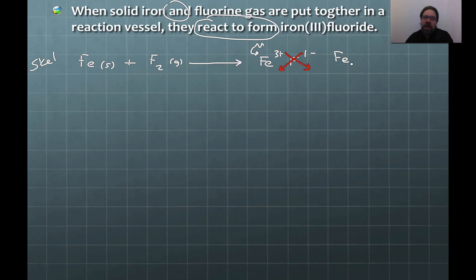Now, when we have 1 as a subscript, we don't write it. We know there's 1 because we can see the Fe here. No need to put a 1 behind it. But we have F coming next, and that one will be followed by a new number, which is 3. So we have Fe plus F2 yields FeF3. Okay, now this one here doesn't give us an actual state of matter.